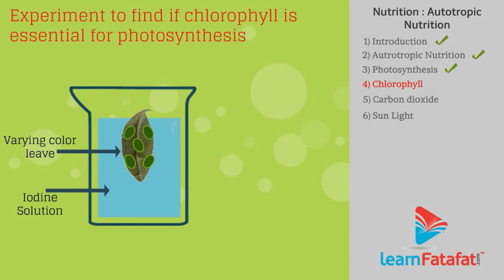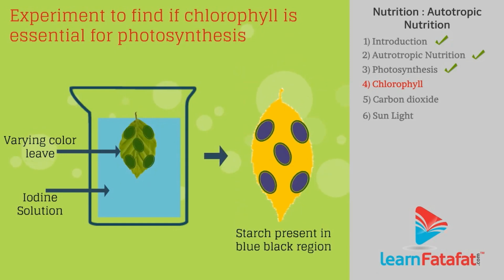Dip the leaf in a dilute solution of iodine. Remove the leaf and rinse it off. Because of starch produced in the photosynthesis process, some areas on the leaf become blue-black. This confirms that chlorophyll is essential for photosynthesis.